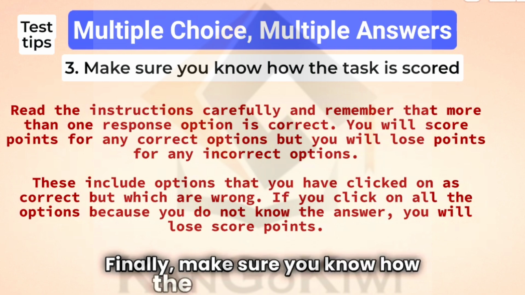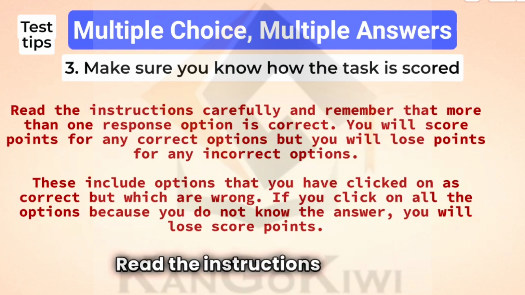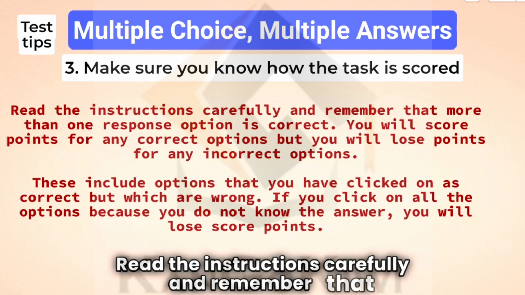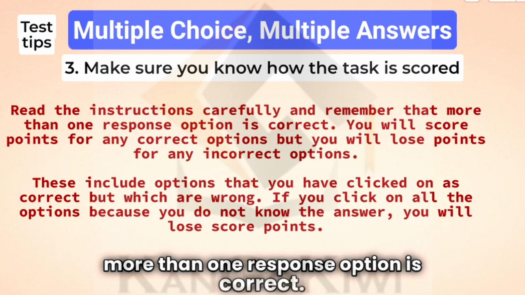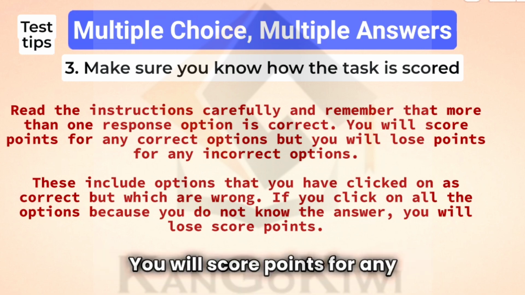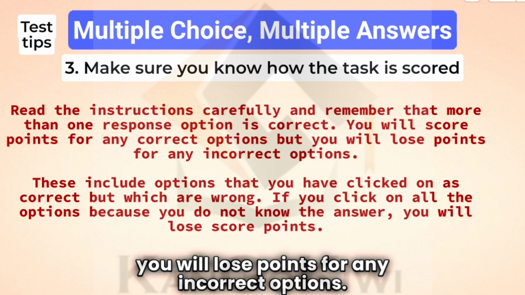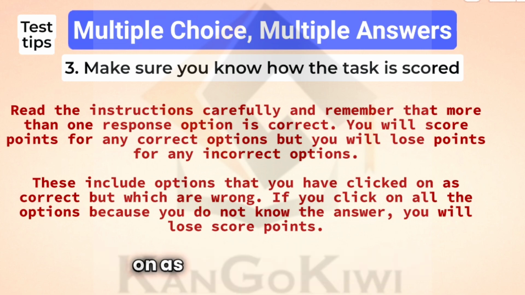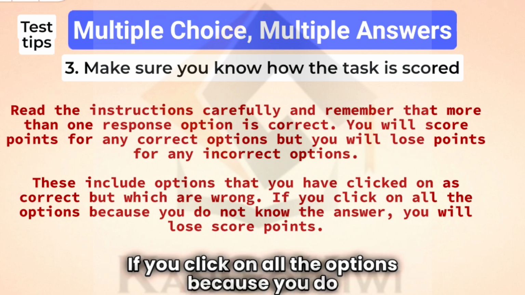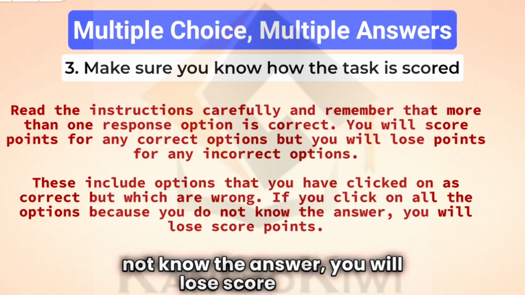Finally, make sure you know how the task is scored. Read the instructions carefully and remember that more than one response option is correct. You will score points for any correct options, but you will lose points for any incorrect options. These include options that you have clicked on as correct, but which are wrong. If you click on all the options because you do not know the answer, you will lose score points.